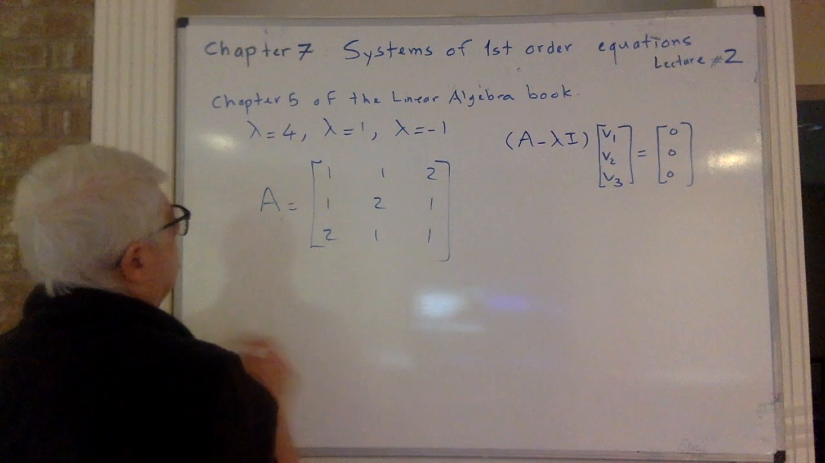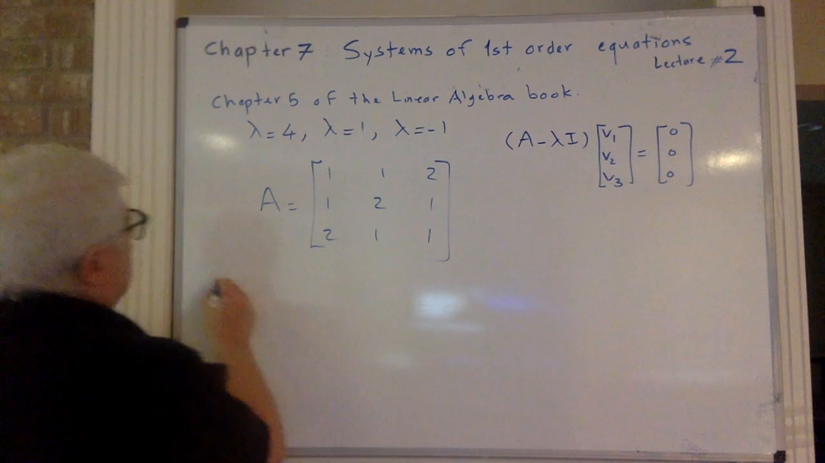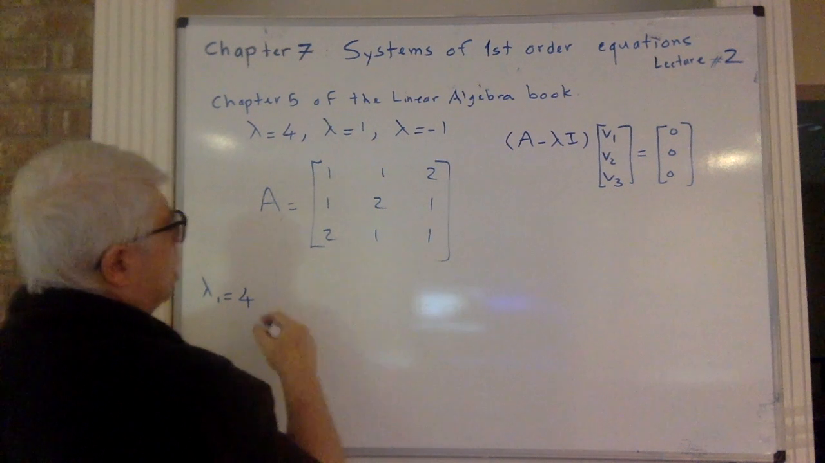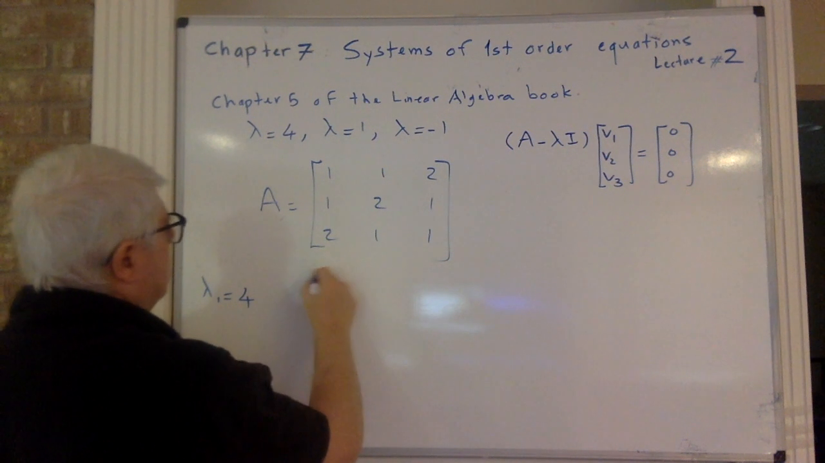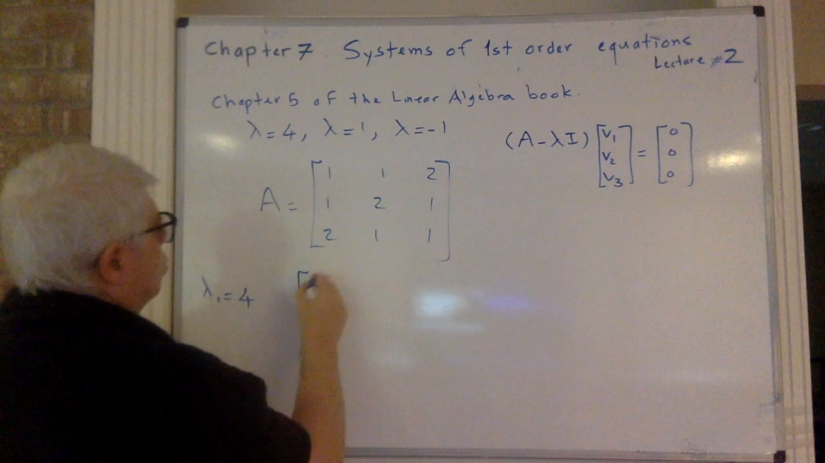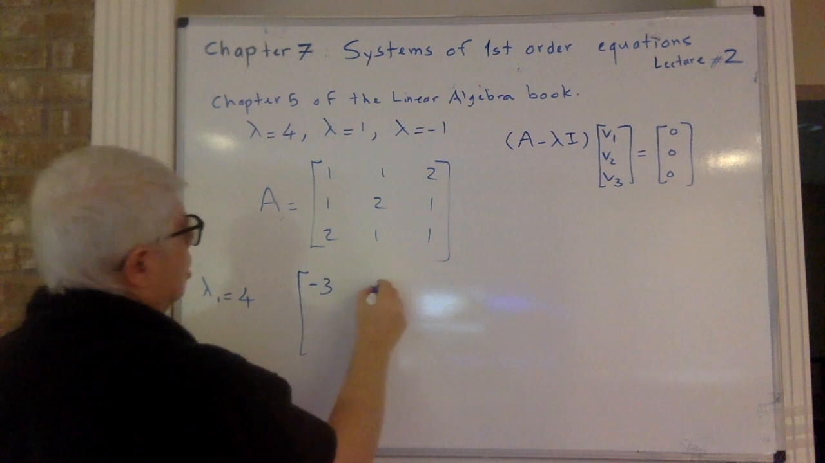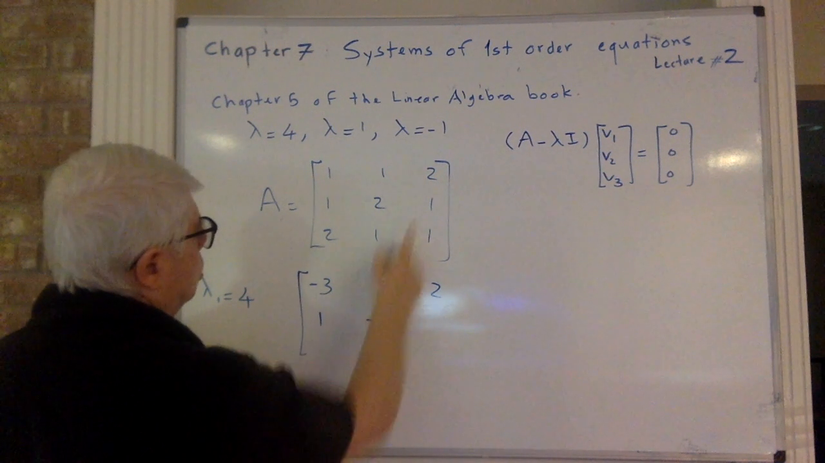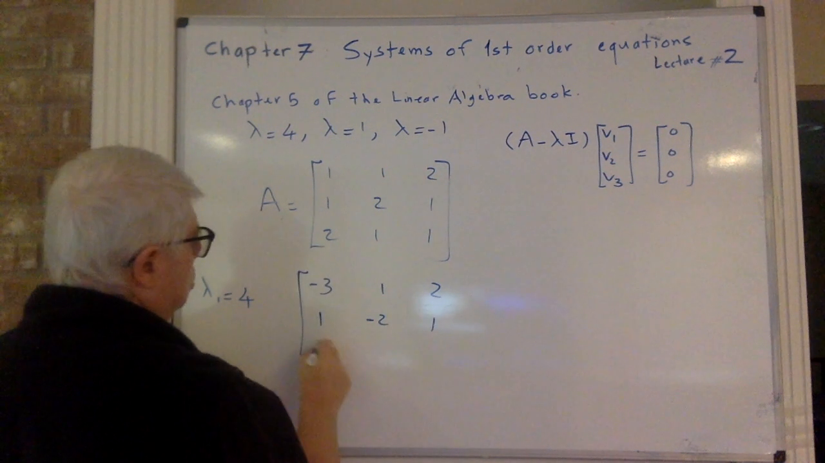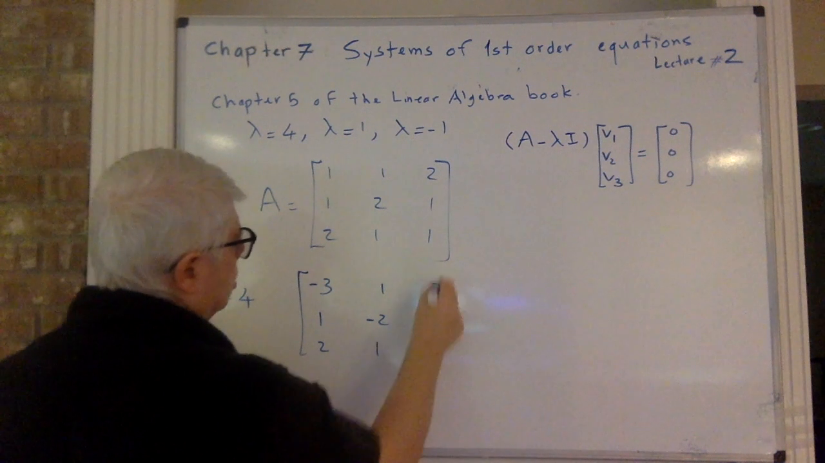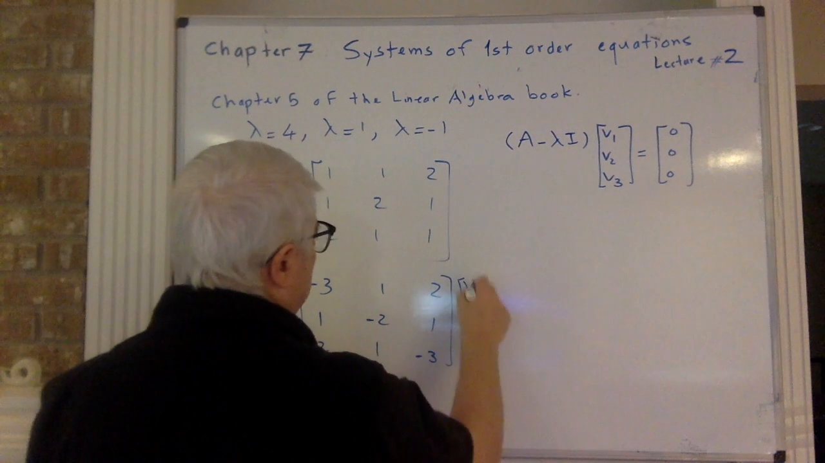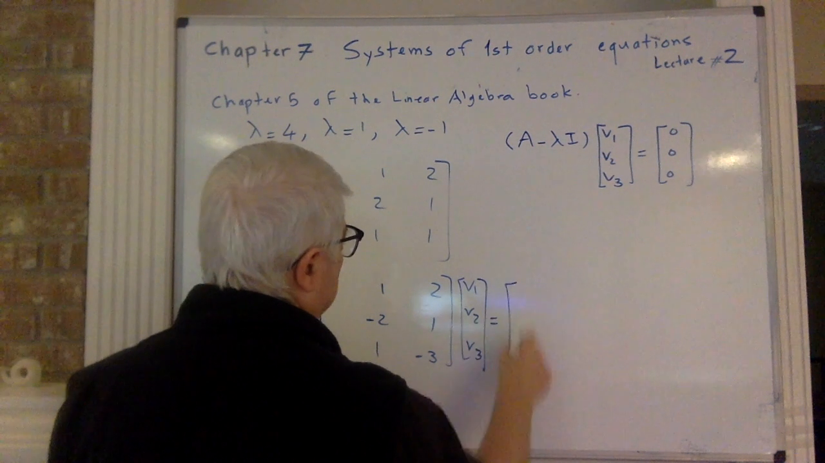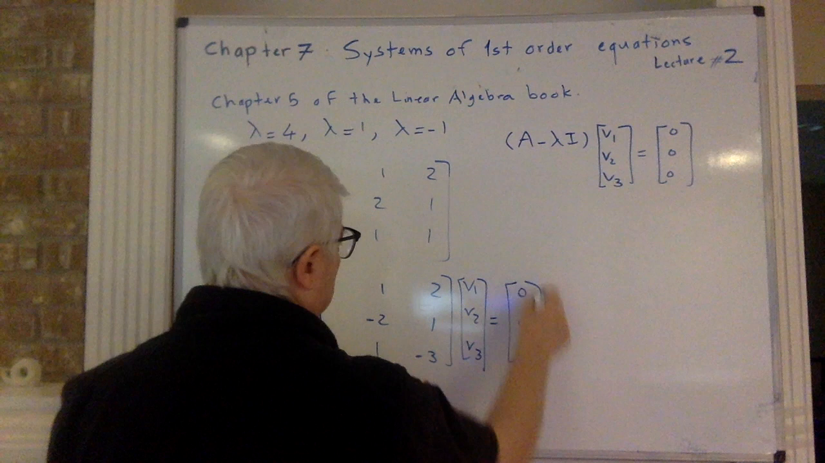Well, let's write it and I will show you. So let's say lambda 1 is 4. So A minus lambda I will be this matrix. 1 minus 4 is minus 3, then 1 and then 2 are there. Then 1 is here. 2 minus 4 is minus 2, and 1, and this is 2, 1, minus 3. And this times V1, V2, V3 equals 0, 0, 0. Right?